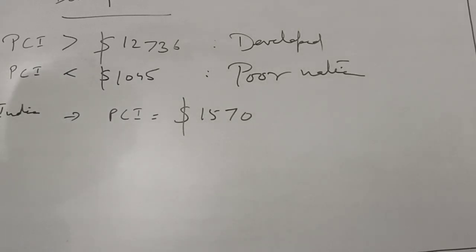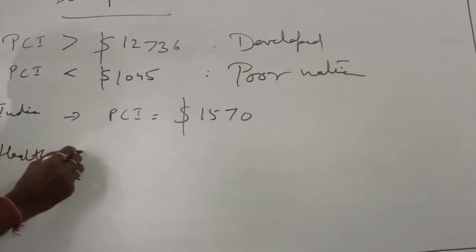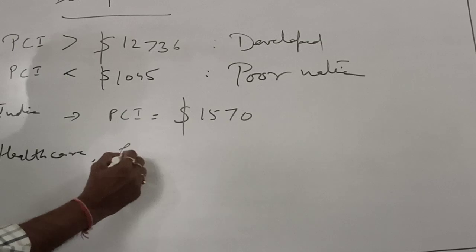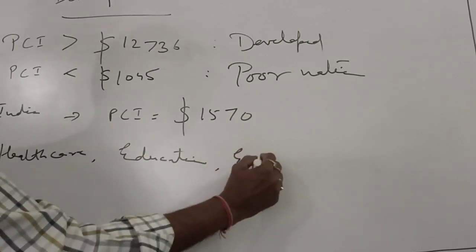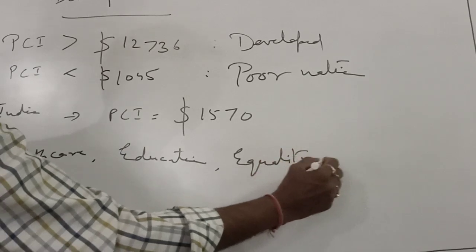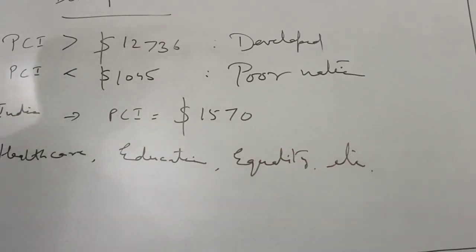But the per capita income, or the average income of a person in a country, cannot reflect the whole situation or the whole development scenario of that nation. For example, we must have some other looks on healthcare facilities, on education, equality, etc. So these are different factors.